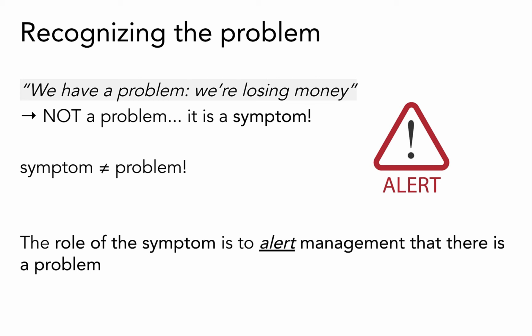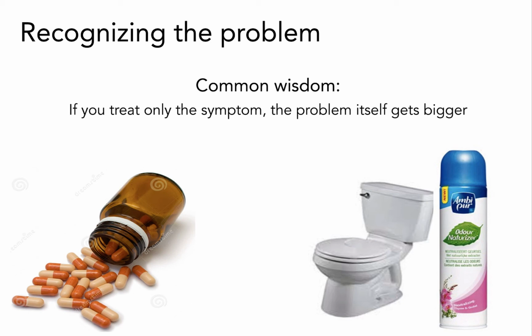Now, recognizing a problem is more difficult than you think, because often what we see is a symptom, not an actual problem. So let's say management notices that they're losing money, the company's losing money overall. They might mistakenly believe that's the problem, but that is not the actual problem, that's just a symptom. So make sure you never confuse symptoms and problems. The role of a symptom is only to alert management that there is a problem, but it doesn't actually identify the problem itself. General wisdom is that if you only treat a symptom, a superficial symptom, the problem itself will linger and may even get bigger.